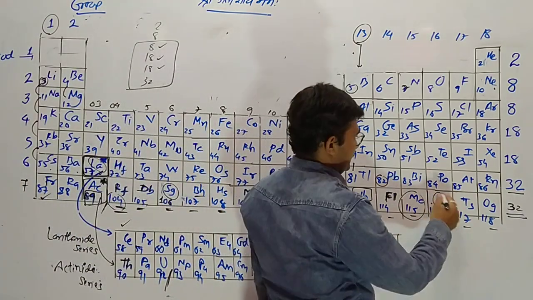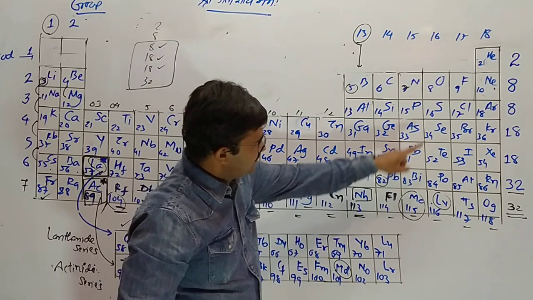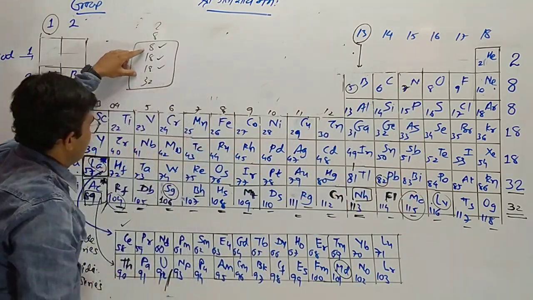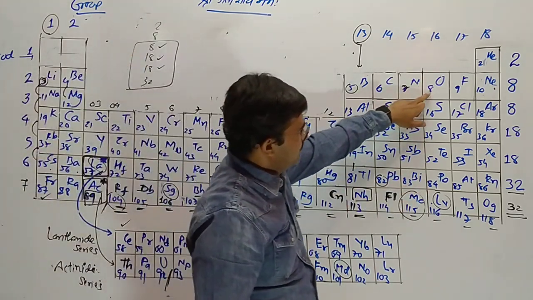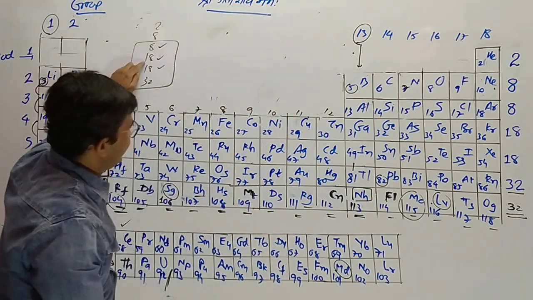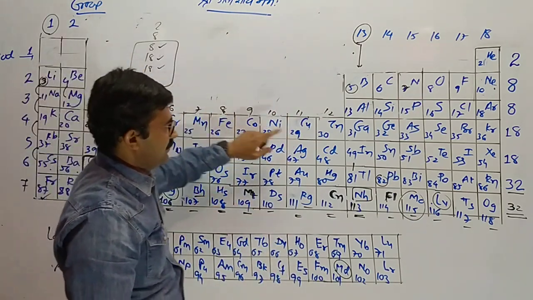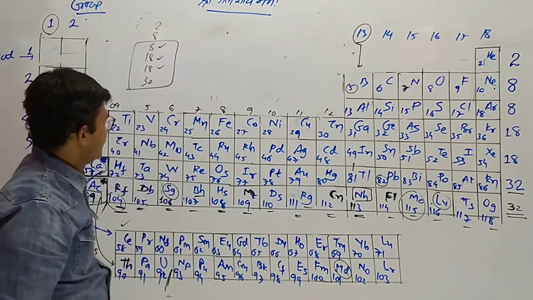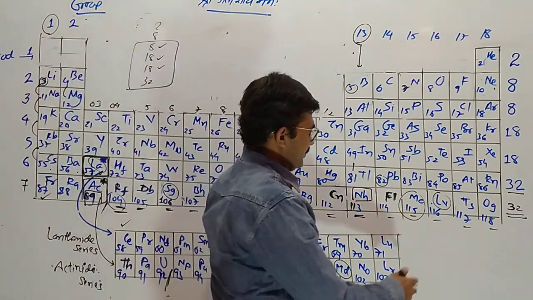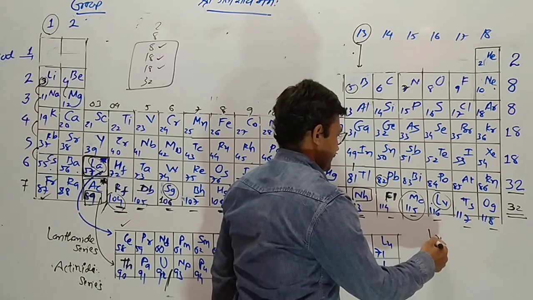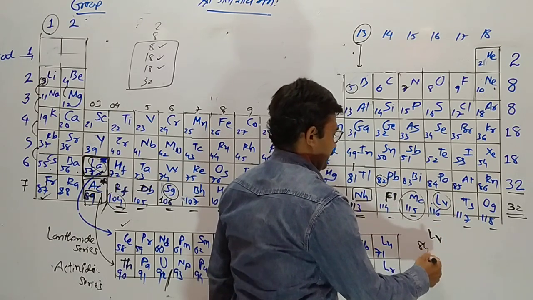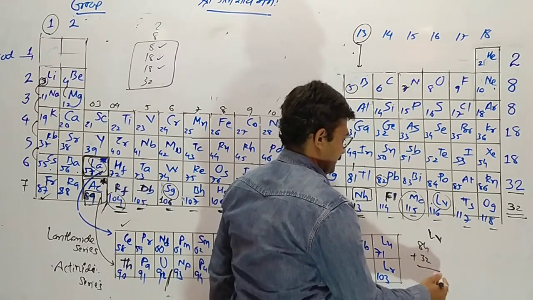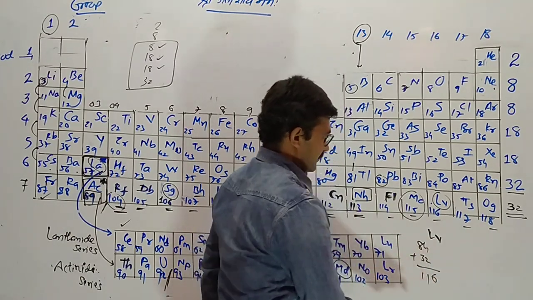Now oxygen, sulfur, selenium, tellurium, polonium. The last one is man-made, natural are 5. So 4 codes: 8 plus 8, 16. 16 plus 18, 34. 34 plus 18, 52. Then after 32, so 84. What about livermorium? Yes, 84 plus 32, so 116.